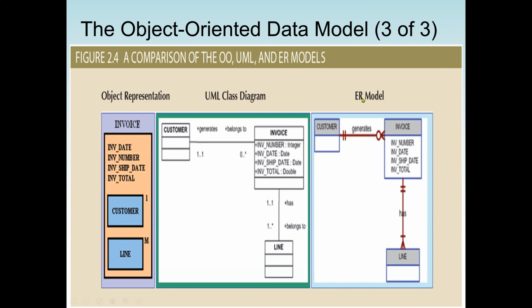Then we know the ER diagram. Here we are using the crow's foot. We have our entity. Our relationship is here. So here we say customer generates. One customer generates zero, one, or more invoices. And here also we have one invoice has many lines, one or many lines.